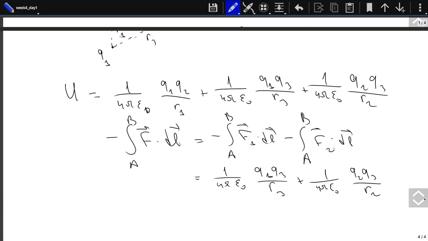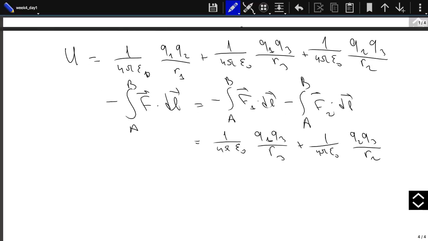Other questions? Just the last step again. What we want to do is the work that we have to do on charge Q3 to bring it from infinity to the final position. Minus F is the force that we have to exert, so that's why it's the minus F. F is the force that Q1 and Q2 are exerting on Q3.